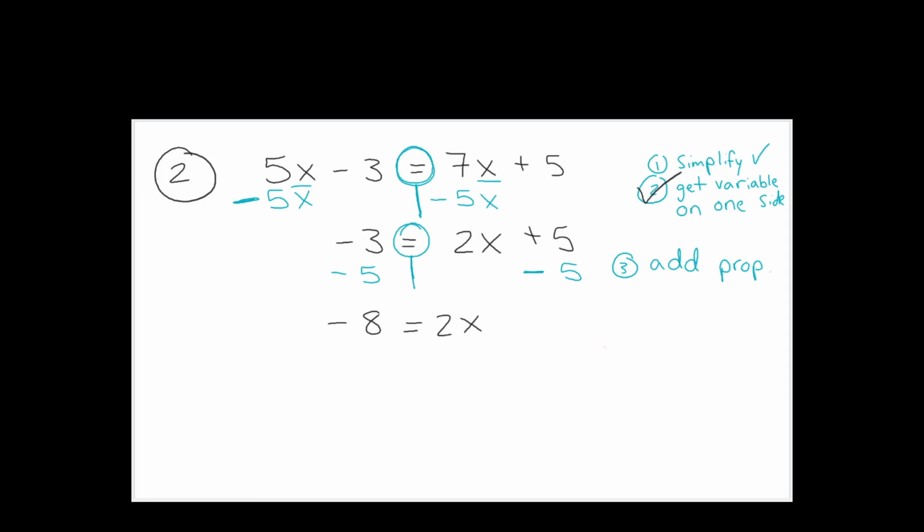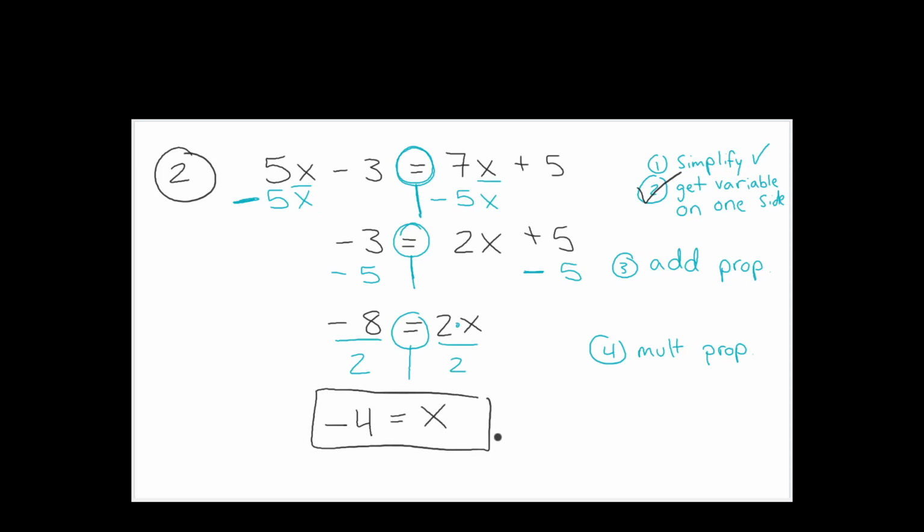And last but not least, we will be doing our multiplication property. Okay, so it's 2 times x. Don't like that. I'm going to undo it. Divide by 2. What I do to one side, I got to do to the other side. Negative divided by positive is negative. 8 divided by 2 is 4. And 2 divided by 2 is 1. 1 times anything is still the same thing. And there's our solution.